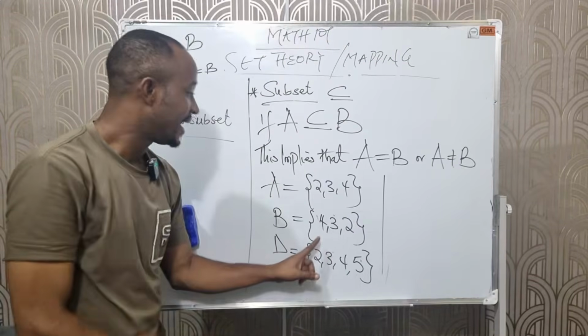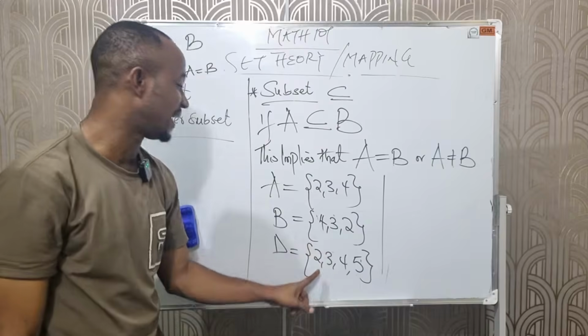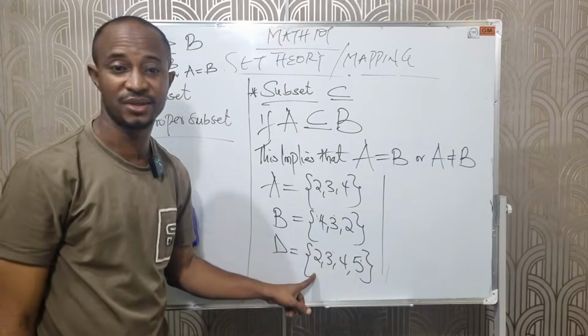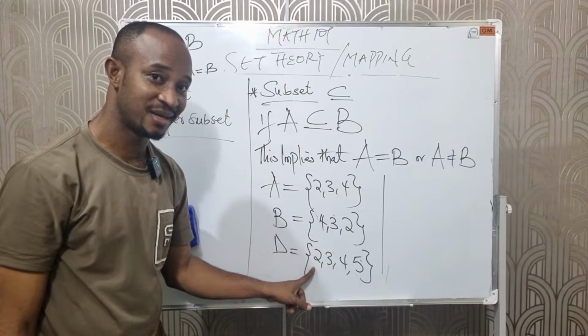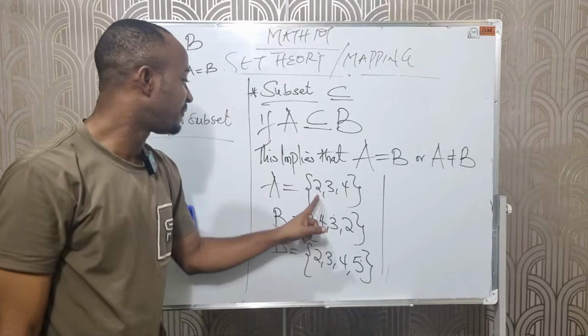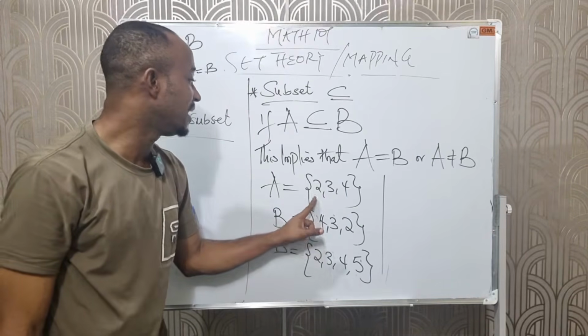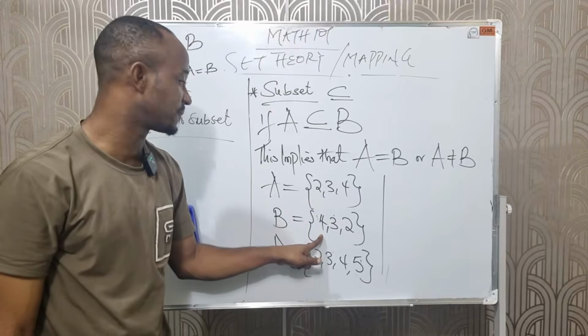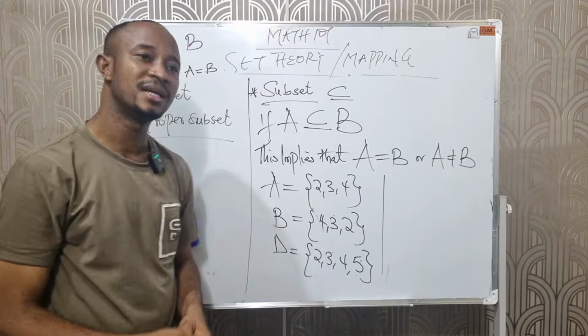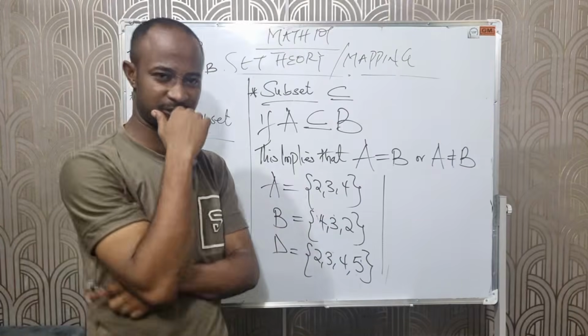Do you know why? Every element in B is in D, although they are not equal. Do you get the concept now? But for these two, A is also a subset of B. Now, what then is a proper subset? Look at this.